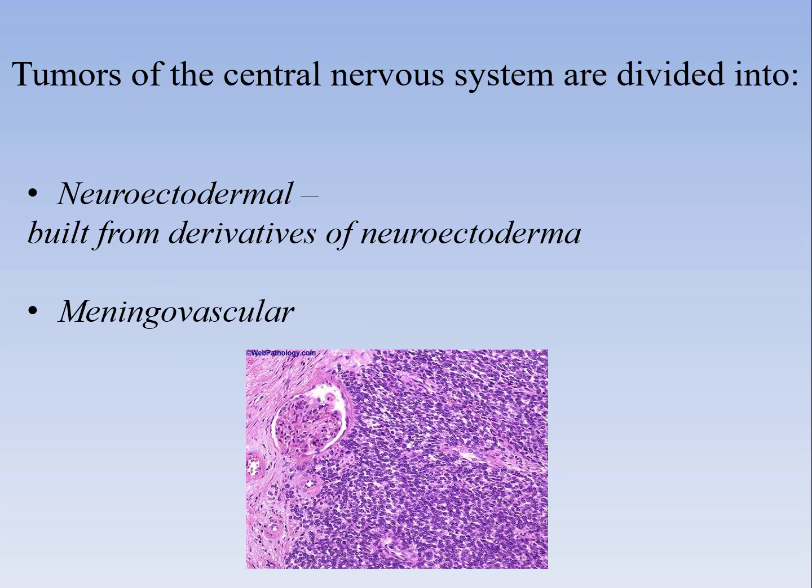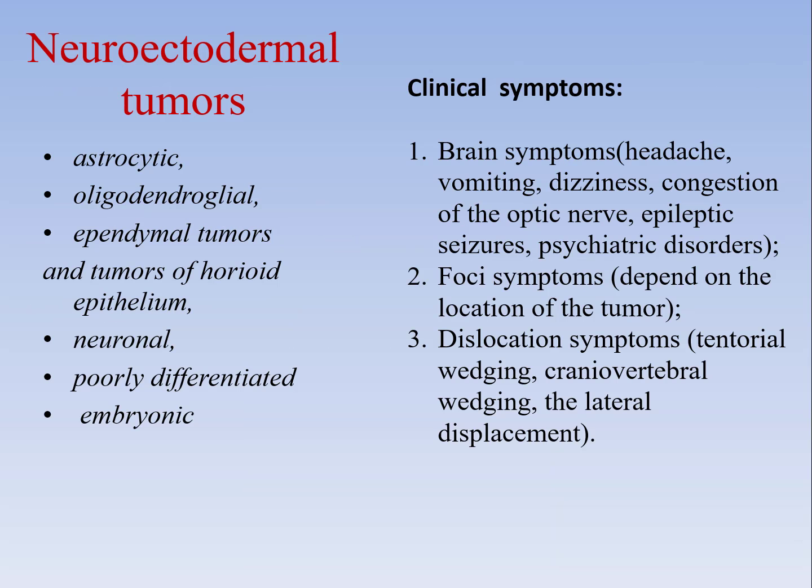Tumors of the central nervous system are divided into two main big groups. First is the neuroectodermal, which builds from the derivatives of the neuroectoderm, and second, meningovascular. Neuroectodermal tumors. The main ones grow from the astrocytes, oligodendrocytes, ependymal cells, choroid epithelium, neurons, and some embryonic cells.